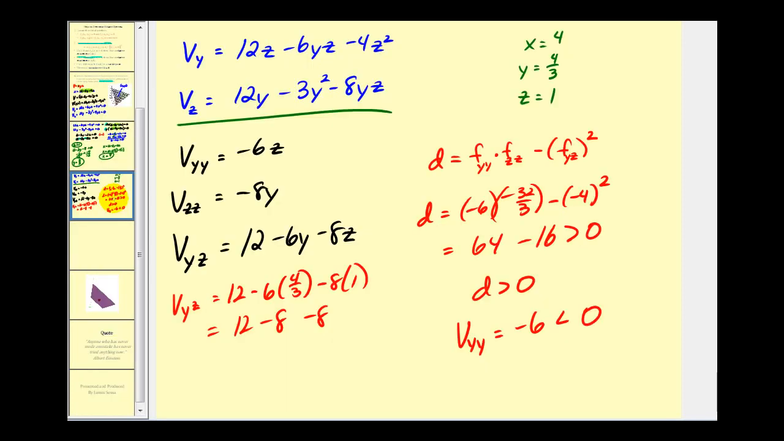Let's go ahead and finish off by determining what that volume would be. Remember, the volume was defined by x times y times z. So we have 4 times 4/3 times 1. So the maximum volume would be 16/3 cubic units.